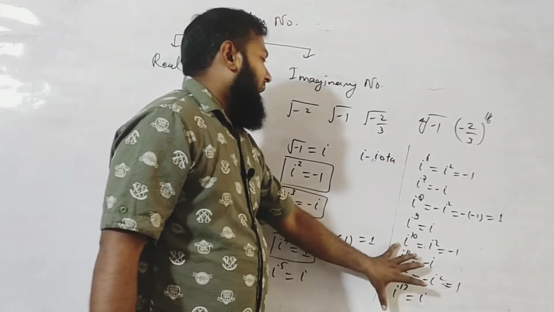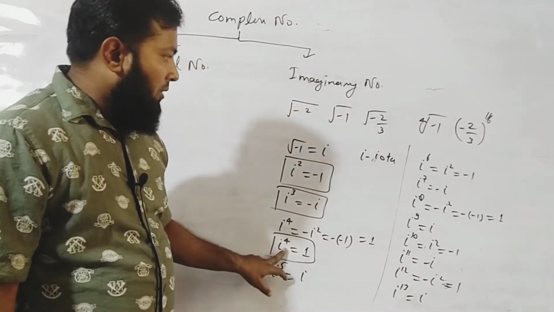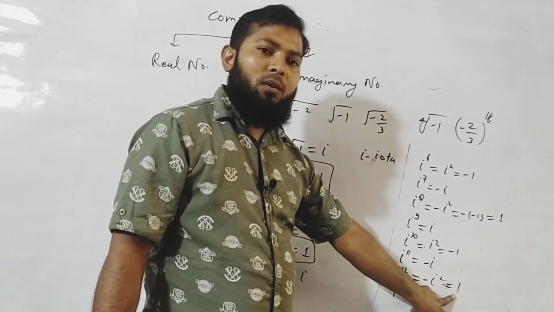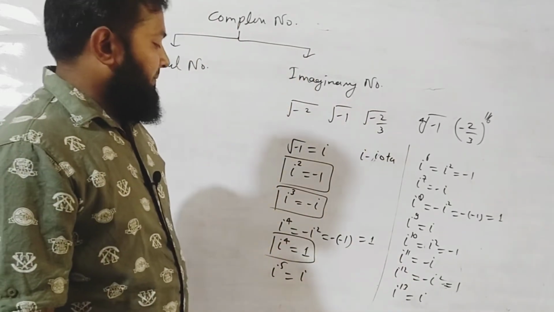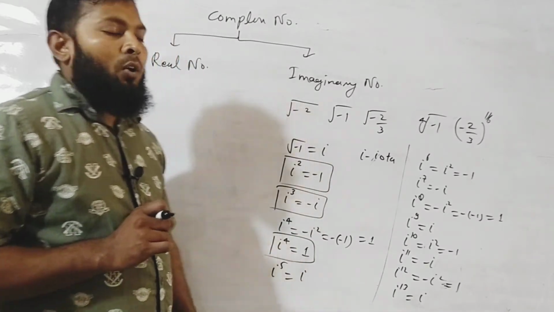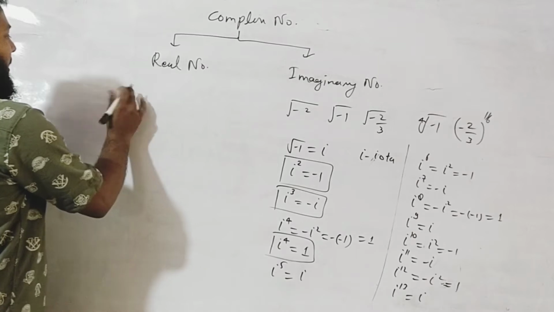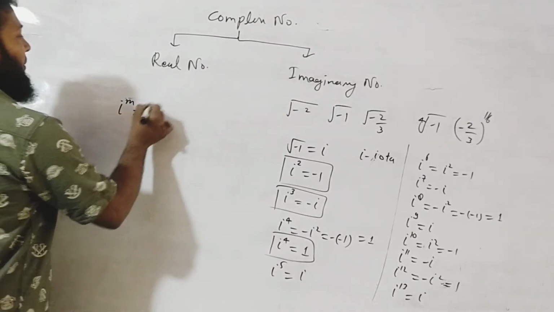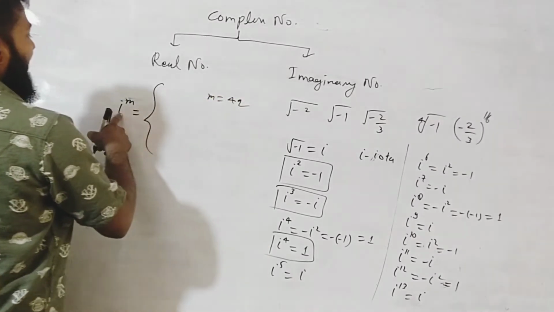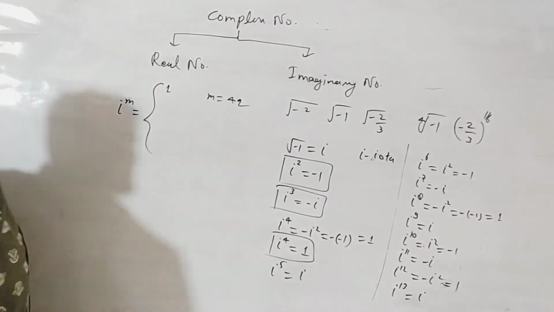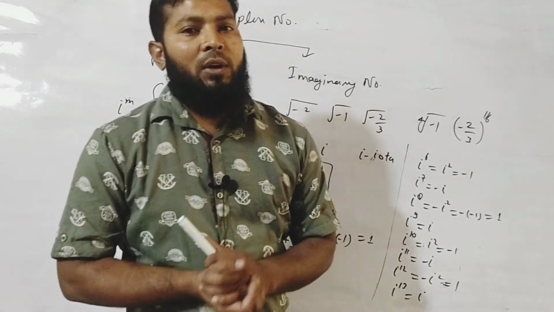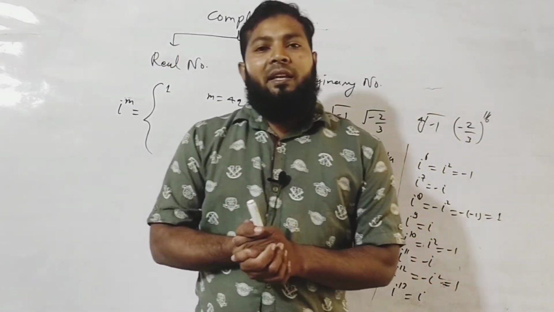these all calculations, if you observe, i raised to the power 4, i raised to the power 8, and i raised to the power 12, all these values give us 1. Okay, it means what is the standard result? If the power of i is a multiple of 4, meaning m equal to 4q, then it always gives us value 1. Like that, i raised to the power 20, i raised to the power 100, i raised to the power 2000, all these give us value 1.